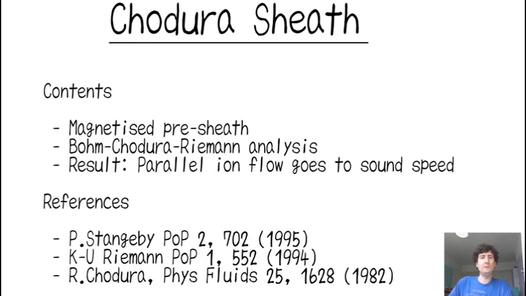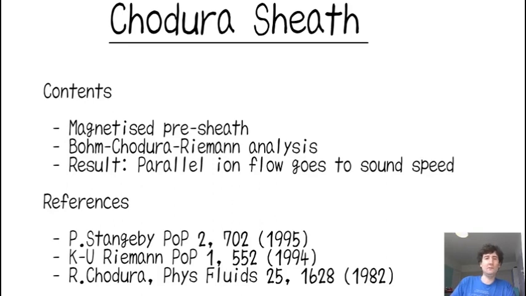Welcome. In this video I'll discuss the Chodura sheath, and this is a magnetized sheath where there's a magnetic field, and in particular where the magnetic field is at an angle to the wall. And this is the case in most fusion experiments, most laboratory plasmas. The magnetic field is at some kind of shallow angle to the wall, and this means that the orbits of the ions are important in the boundary conditions at the edge.